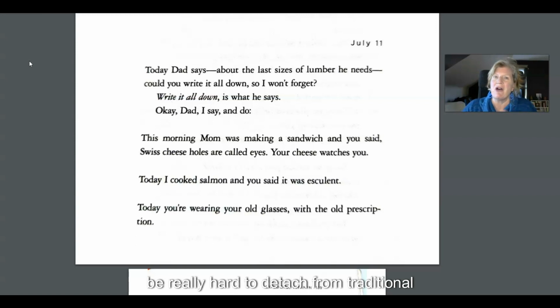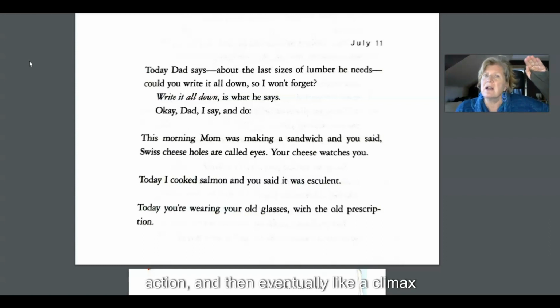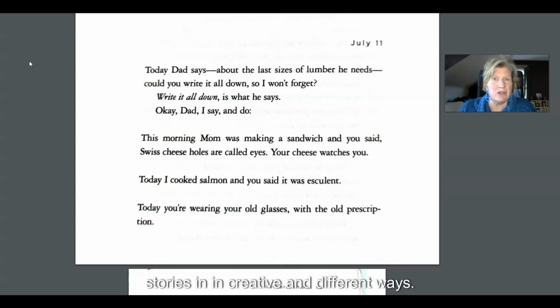And I know it can be really hard to detach from traditional storytelling where you're used to some exposition, some rising action, and then eventually a climax and a resolution, a denouement. There's a certain kind of storytelling we're used to, and it can be a little jarring to realize that you can tell stories in creative and different ways. And of course, I am trying to legislate your creativity with this assignment by pushing you.